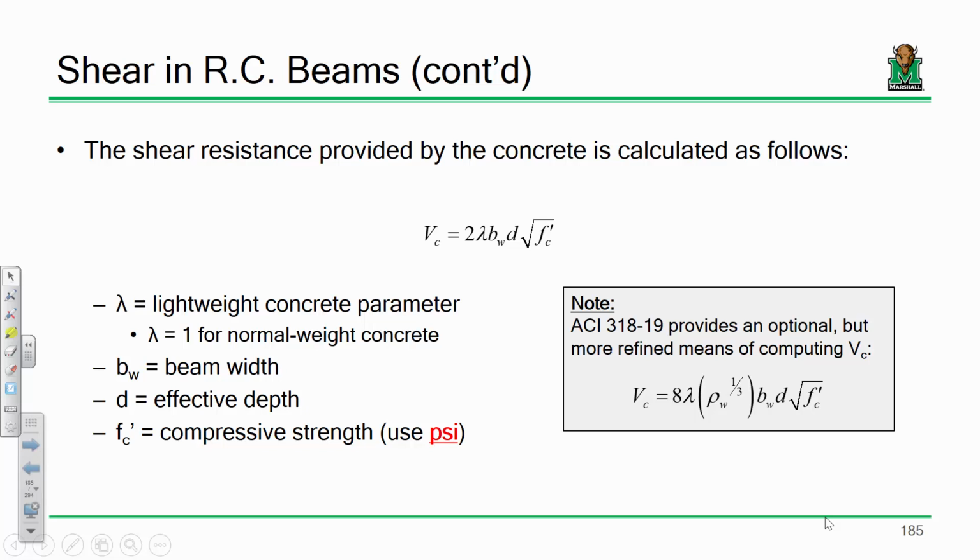Okay? Now, that equation up top is the equation we're going to use in this class. I thought that I would be remiss if I didn't mention what's going on in the gray box. According to our new version of ACI, ACI actually provides a more refined means of computing Vc, and you can optionally use either one. There is a reason for the second equation though, and I kind of want to explain.